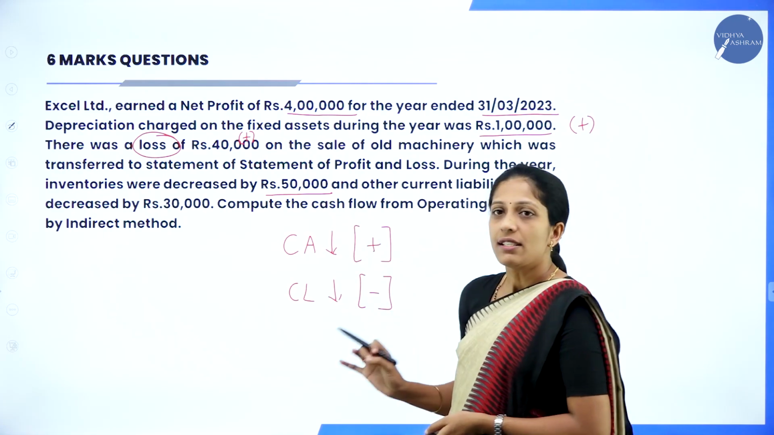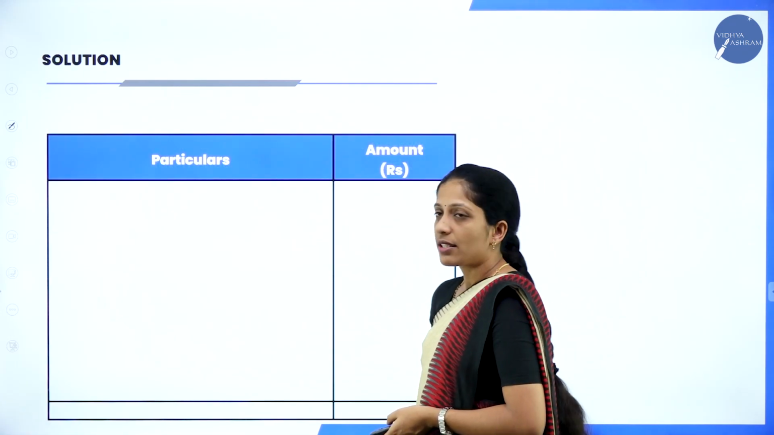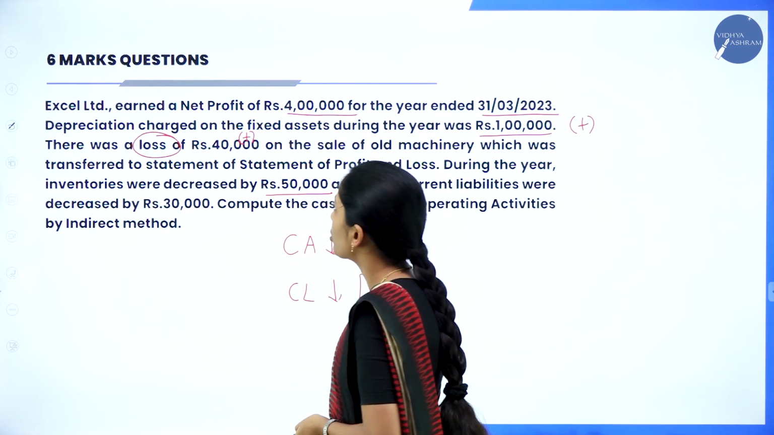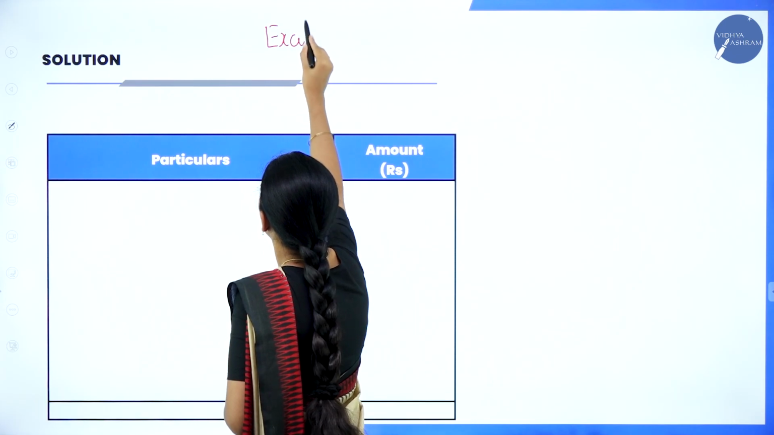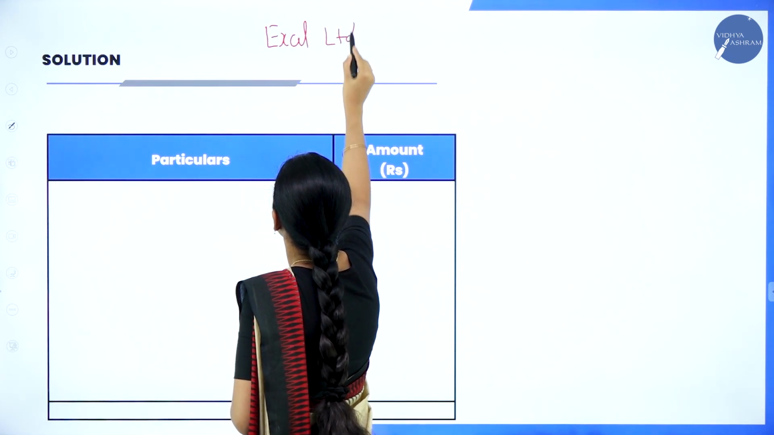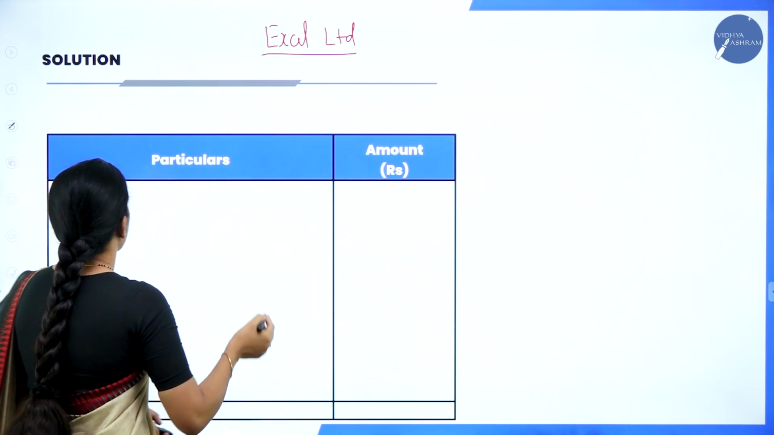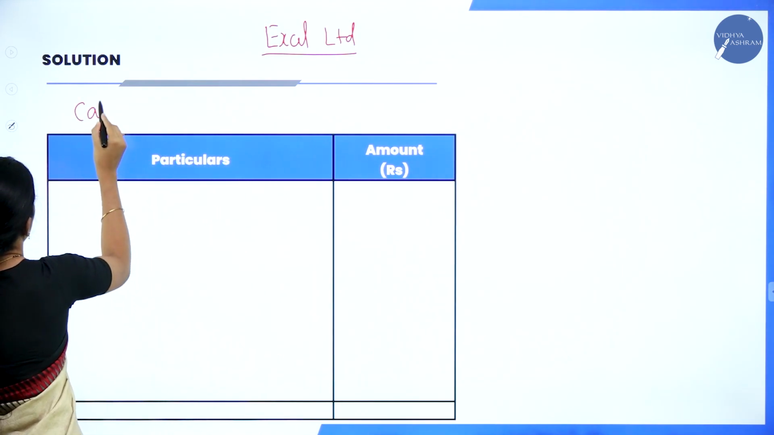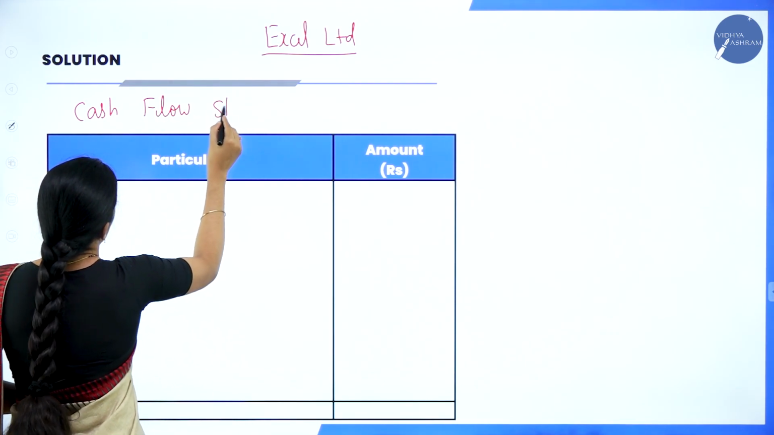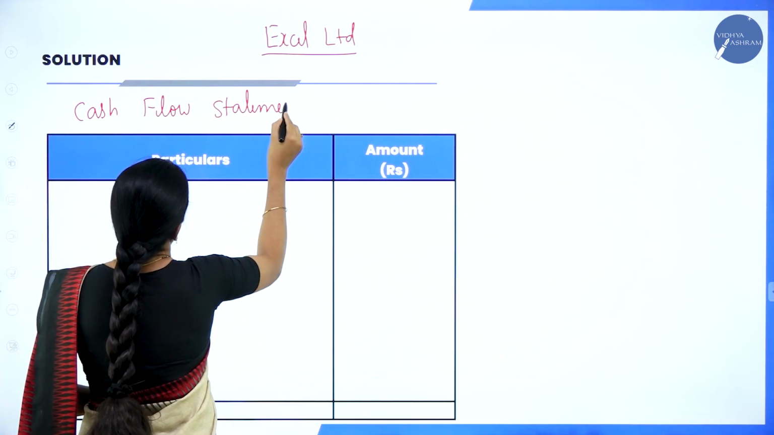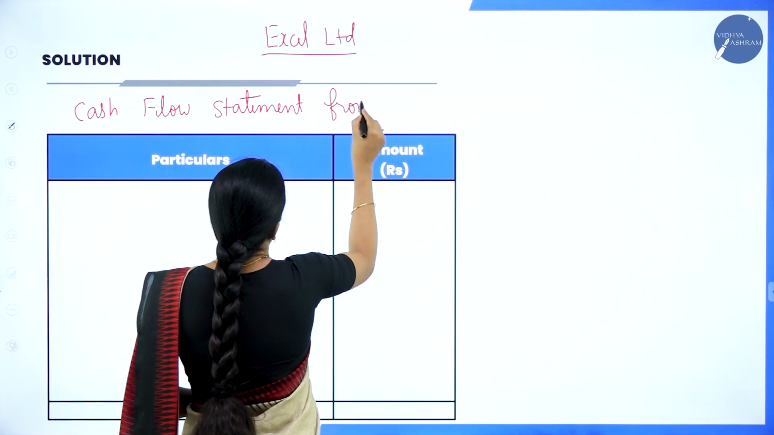So, hope you are clear. Similar type of problem we shall solve now. So, you will start with the name of the company, Excel Limited. Now, cash flow statement from operating activities.